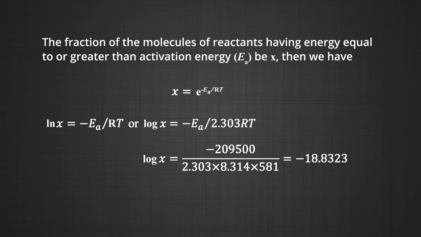Now, just putting the values, log X is equal to minus 209500 divided by 2.303 into 8.314 into 581. After calculation, the value comes out to be minus 18.8323. X is equal to antilog of minus 18.8323. The answer comes out to be 1.47 into 10 raised to the power minus 19.